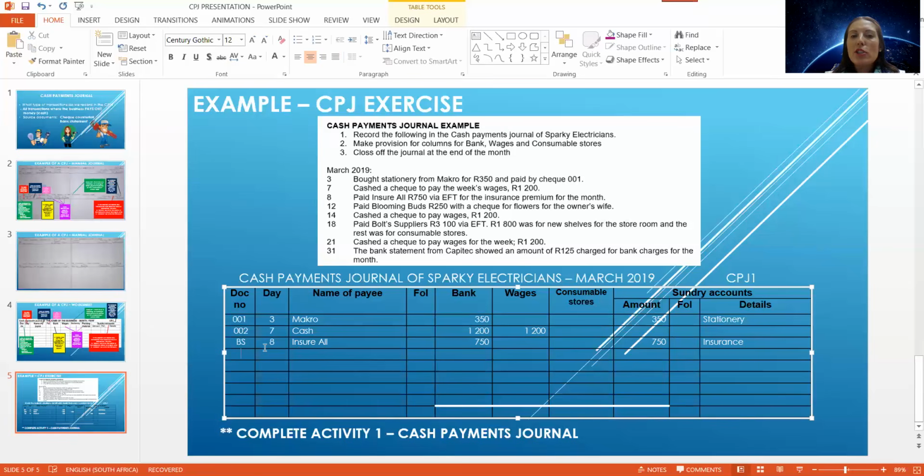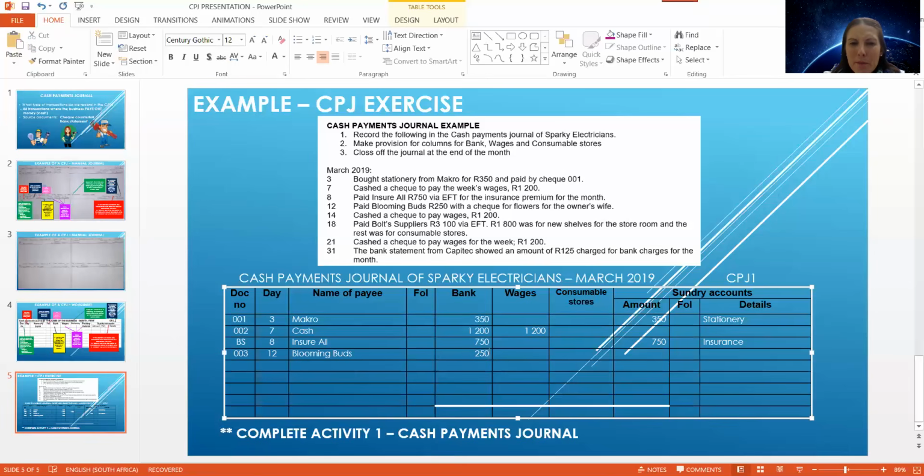Paid Blooming Buds 250 Rand on the 12th with a check for flowers for the owner's wife. Okay, so now we're back to check payment. So the last check that we issued was 002. So this one will be 003. The date is the 12th. Whom did we pay? Blooming Buds, right? And what was the amount we paid them? 250 Rand. So that money went off our bank account. So we write the amount in the bank column.